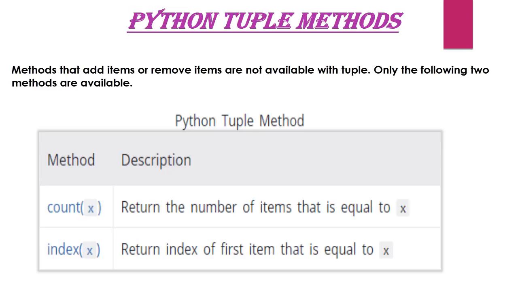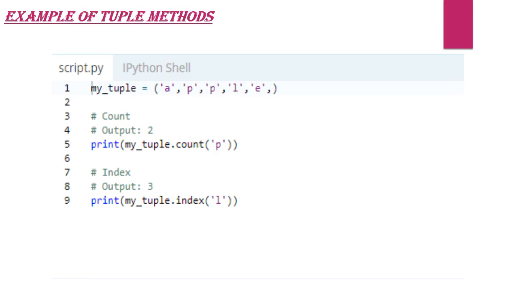Now, here are some Python tuple methods. Methods that add or remove items are not available with the tuple, but these are available with the list. For example, we can add or remove items with a list, but with a tuple we cannot do this. We only have two methods with the Python tuple: count(x) returns the number of items that are equal to x, and index(x) returns the index of the first item that is equal to x.